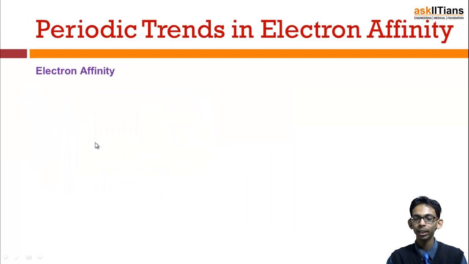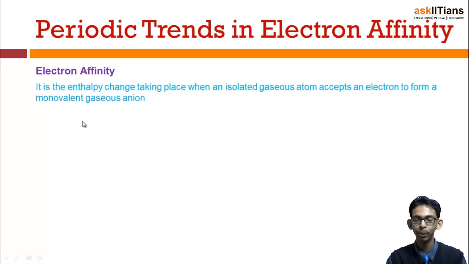Next is periodic trends in electron affinity. Electron affinity is the tendency of an atom to attract an electron toward itself, or it is the amount of energy released when an electron is added to a gaseous isolated atom. It is the enthalpy change, or amount of energy released, when an isolated gaseous atom accepts an electron from a monovalent gaseous ion. Greater the electron affinity, more will be the amount of energy released. That means more negative will be the electron affinity, or electron gain enthalpy.